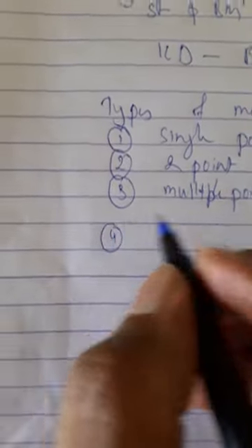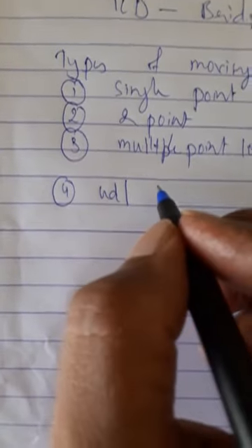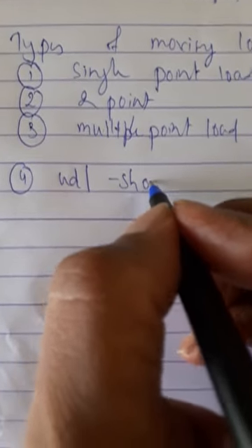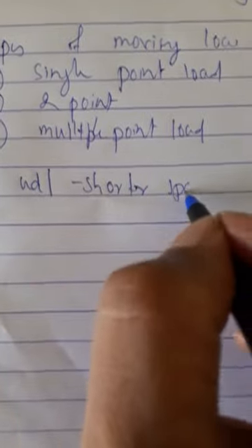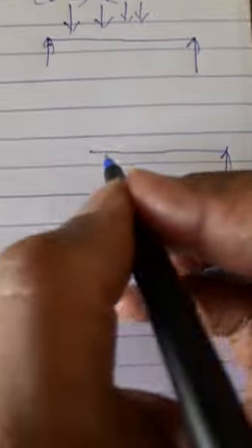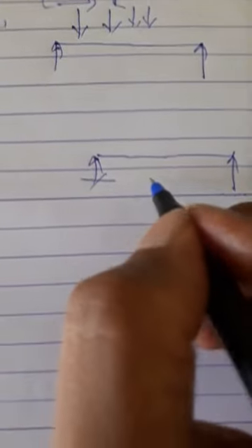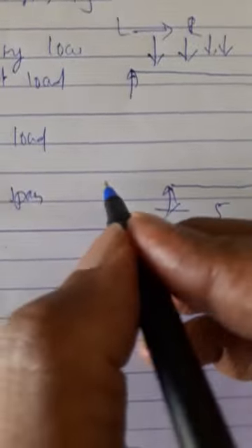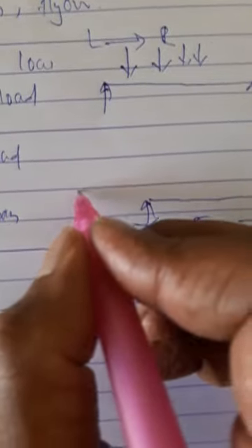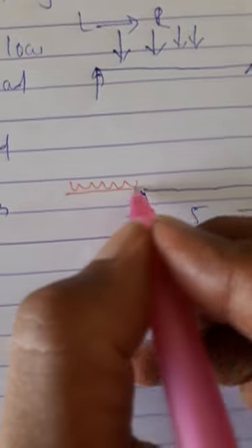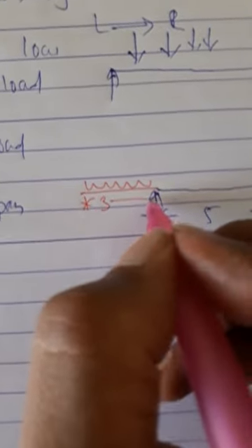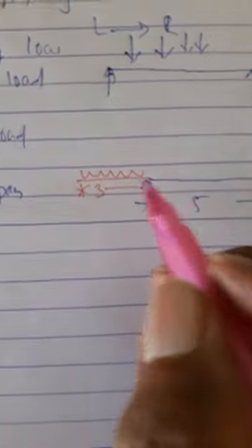Next case, it might be UDL shorter than span. Shorter than span is the case like this. Say this is one beam. Say its span is 5 meters and there is a UDL, say that UDL is like this. Say its span is 3 meters. So span of the UDL is shorter than span of the beam. So UDL shorter than beam.